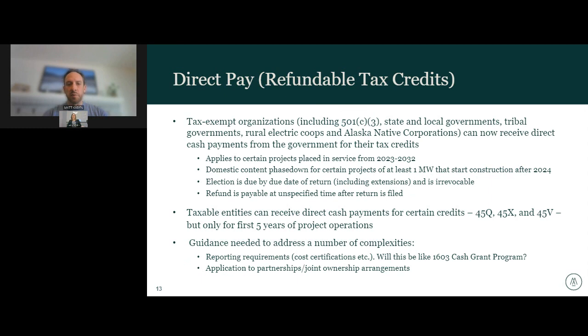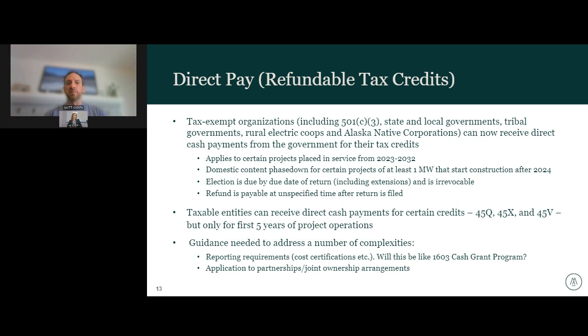Direct pay, talked a little bit about it. Again, just totally novel, right? Something that people that run 501(c)(3)s that are part of state and local governments or tribal governments or even Alaska Native corporations or rural co-ops can use. Now, regardless of whether you have tax liability or not, if you own a project, you can get a direct cash payment from the government, generally in the year following its placed in service date. And that's just a huge change.